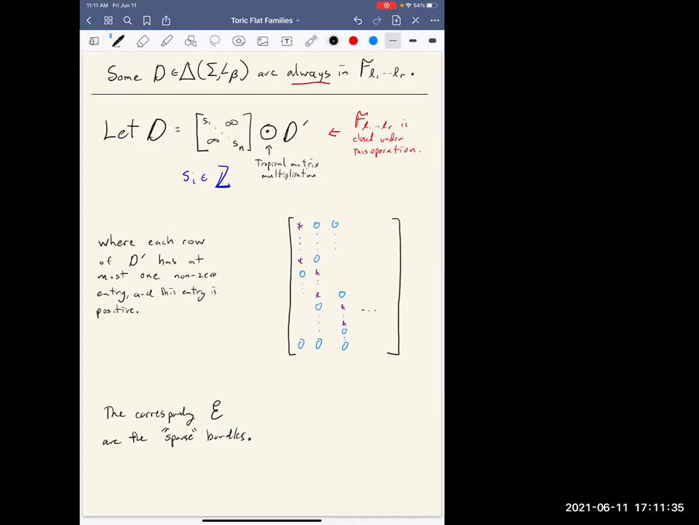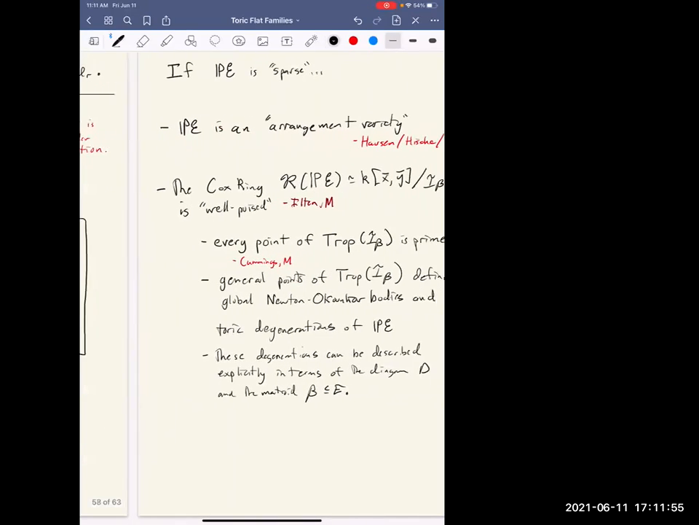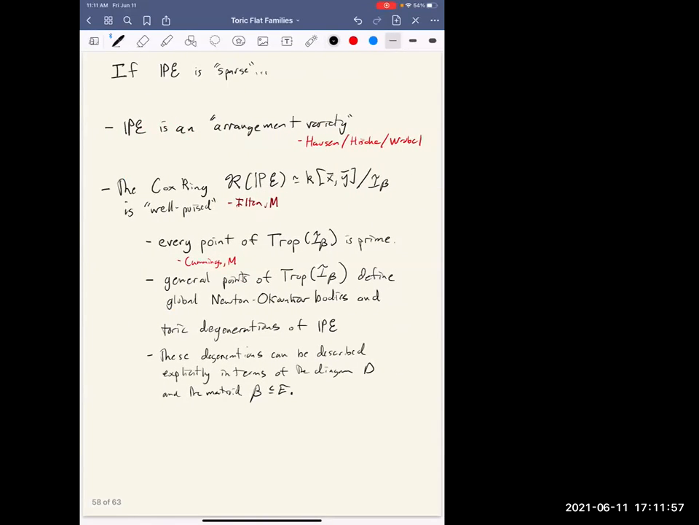And these are in fact exactly the sparse bundles that I discussed earlier when talking about the work of Gonzales, Herring, Payne, and Suess. So these are particularly nice Mori dream space bundles that always come about from this description. These bundles actually have some nice geometric properties that I'll discuss briefly.